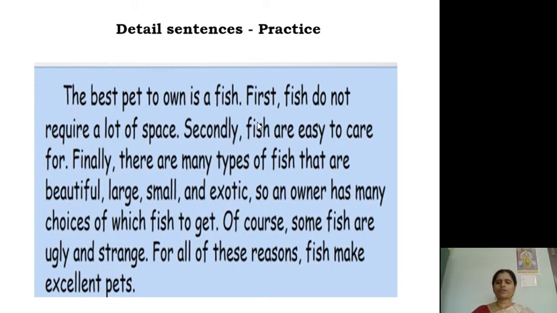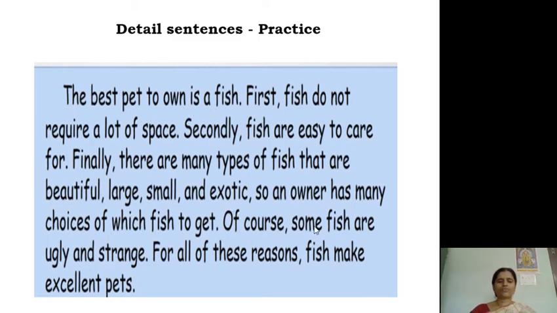Secondly, fish are easy to care for. This also supports the main idea. Finally, there are many types of fish that are beautiful, large, small, and exotic. So, an owner has many choices of which fish to get. Of course, this point also supports the main topic sentence.